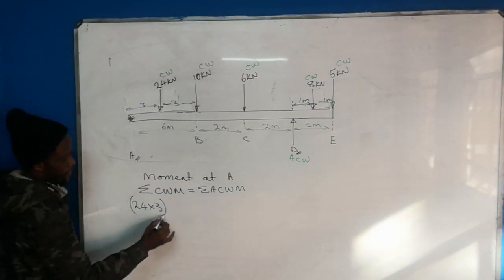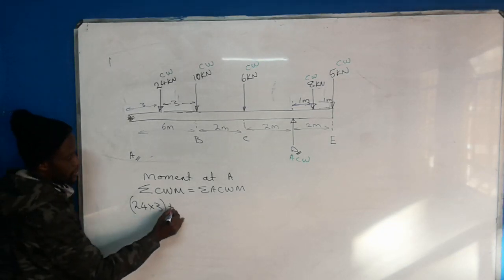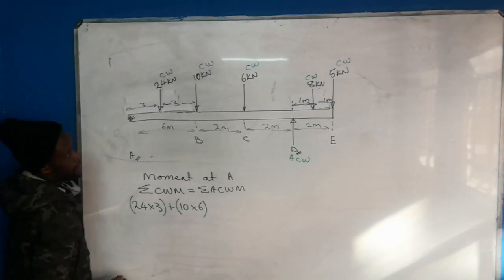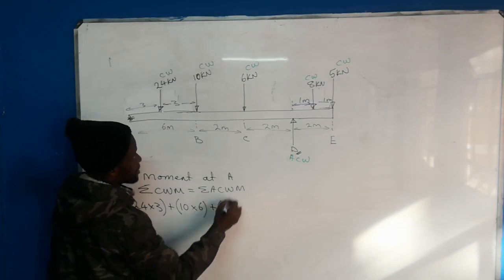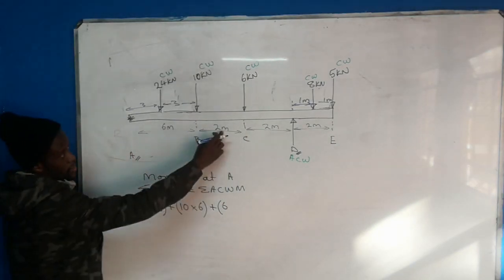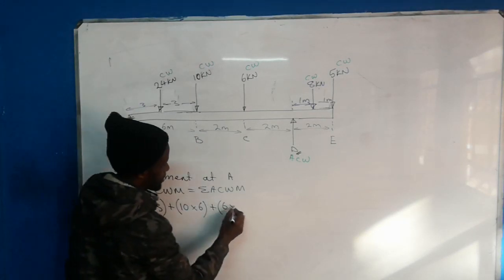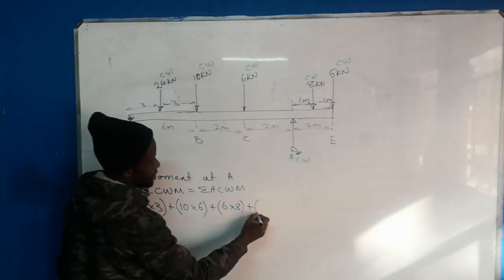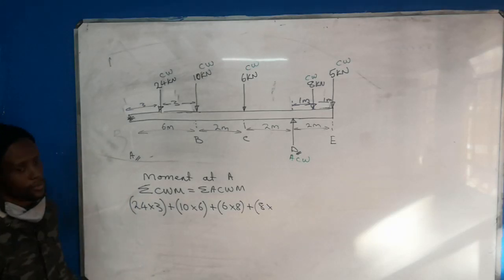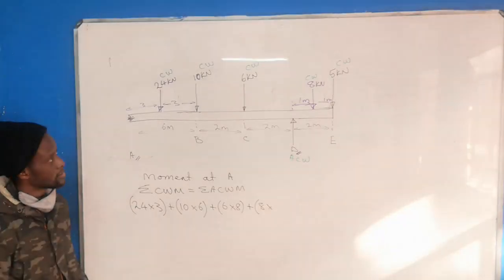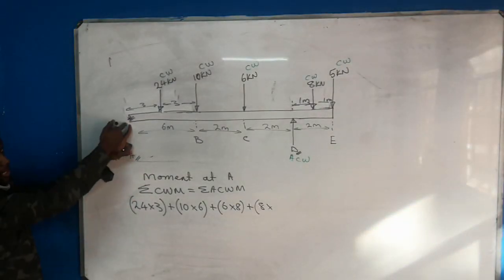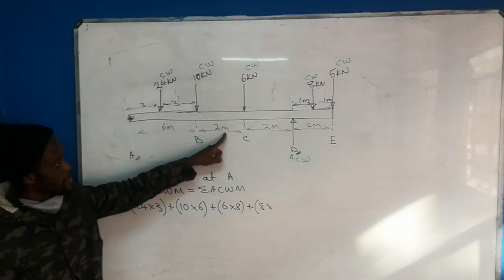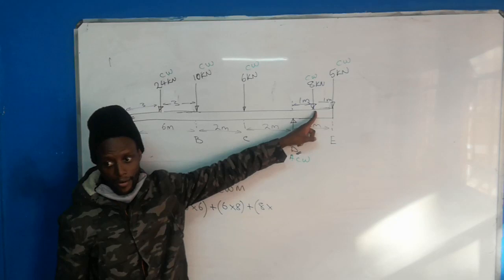So I'll start with the 24 times how much? 3. Okay, you close. This is one moment. You add to another moment. I'll go to the 10 times 6. Then the 6 kilonewtons times 8, which is 2 plus 6. Then I'll add this 8 times how much? 12... 1. From 8 up to here, 6 plus 2, plus 2, plus 1, 11. You agree it's 11.